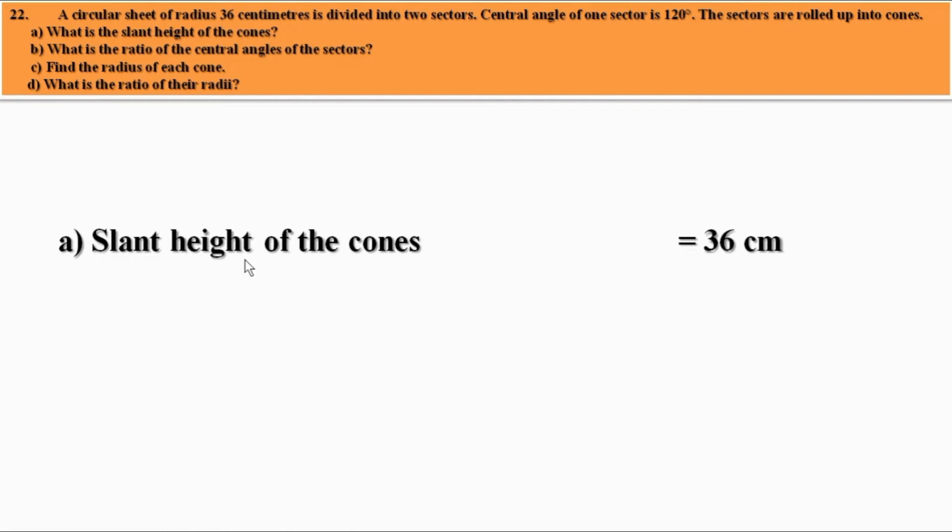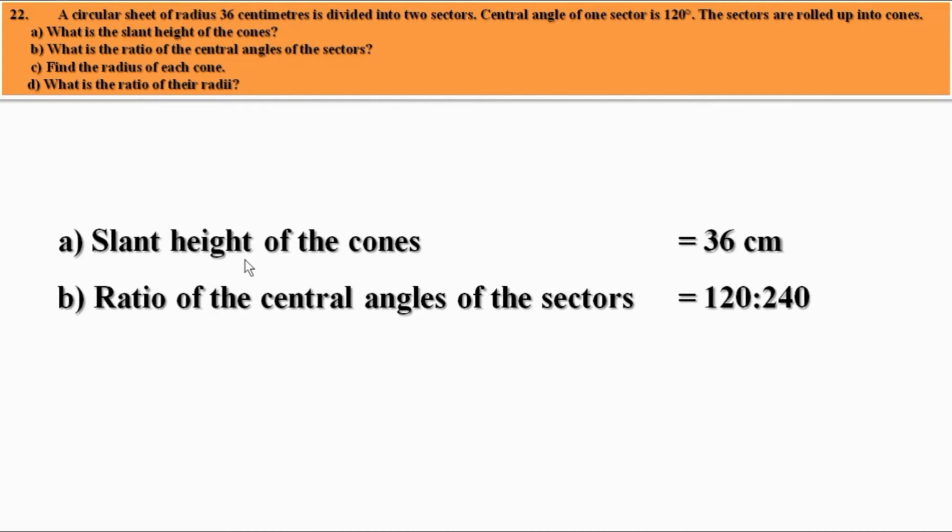Now we have to find the ratio of the central angles of the sectors. Given that the central angle of one sector is 120 degrees, therefore the central angle of the second sector is 240 degrees, because the total angle is always 360 degrees. Therefore, the ratio of the central angles of the sectors equals 120 degrees is to 240 degrees. That is 1:2.